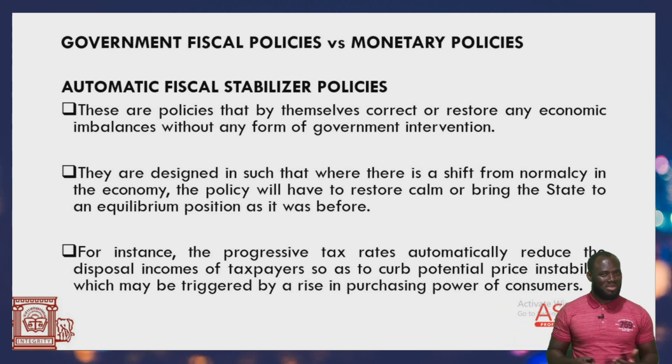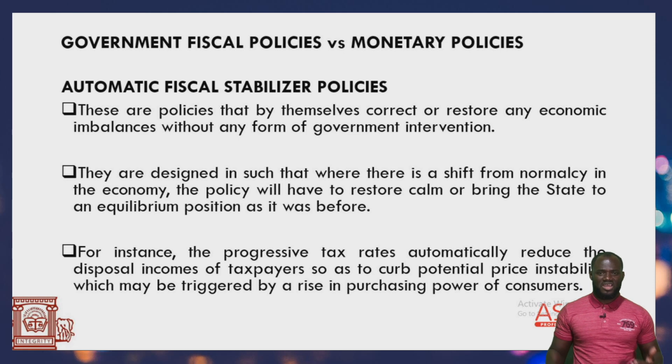So when there are these economic imbalances, we may have, or should have, policies that should automatically bring the economy back to its normal footing. That should automatically restore the economy to its normal position. In other words, the government may not have to intervene. For instance, the progressive nature of taxation in Ghana is an example of an automatic fiscal stabilizer.